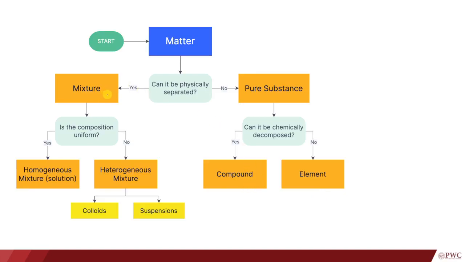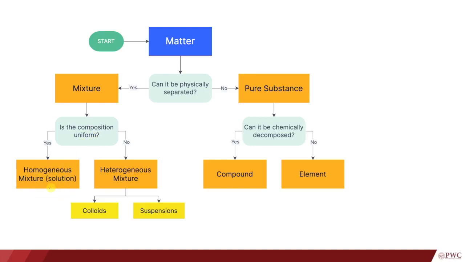And then we have mixtures. Mixtures are combinations of two or more pure substances. A mixture can be homogeneous or heterogeneous. Homogeneous mixtures are also known as solutions. Meanwhile, heterogeneous mixtures are colloids and suspensions. Again, the difference between the two is in their composition, the distribution of the components and the other component in the mixture.